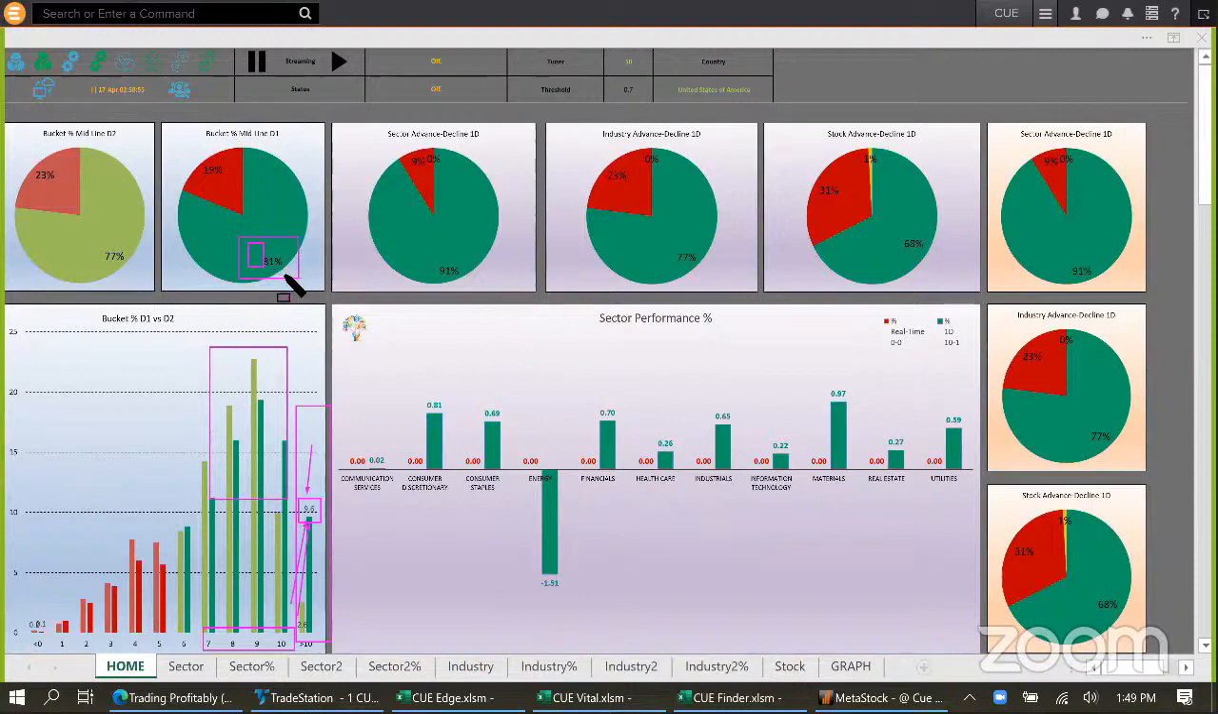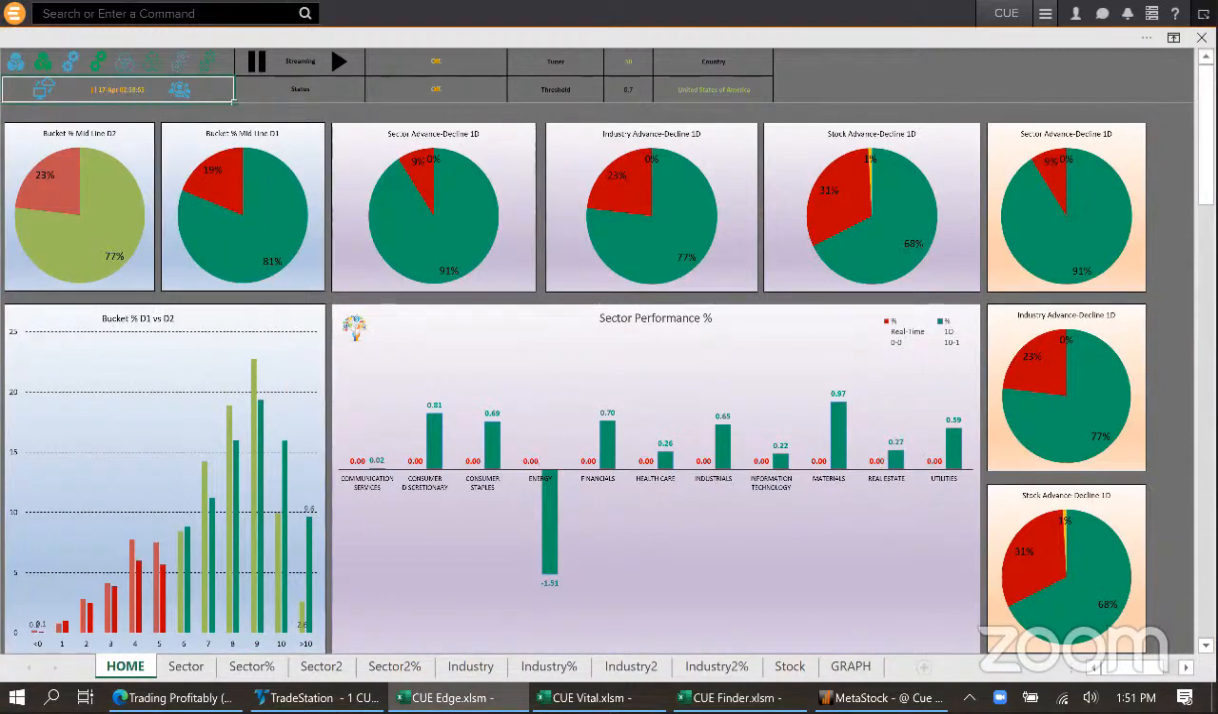It is getting close to being overbought because 81% of the stocks are above the midline of the buckets. This is bullish. There is no indication from bucket analysis that it is going to lead to a pullback. That was an aggregate view of the market.